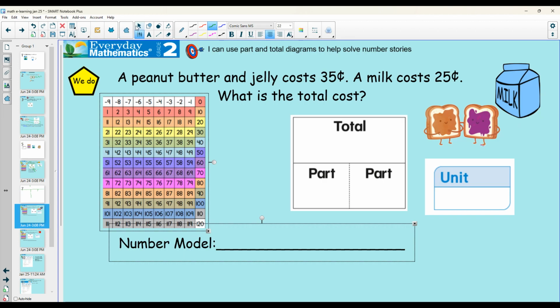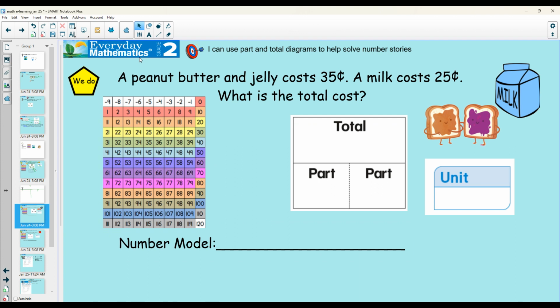All right, let's look at this one. Peanut butter and jelly costs 35 cents. Oh, look at the cute peanut butter and jelly. They're best friends. And a milk is 25 cents. What is the total cost? Okay. Don't yell out the answer. Let's cube it out. We got to circle the numbers. 35, and milk is not a number, so I'm not going to circle it. 35 and 25. What's the total cost?